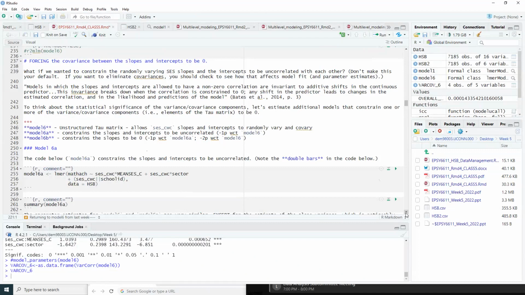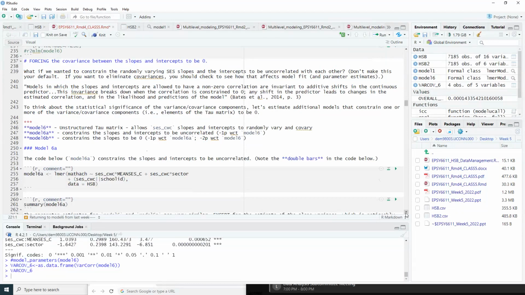Yeah. So here are my three models that I'm interested in. Model 6 is this unstructured tau matrix, what I was talking about before. We've got three taus that we're estimating, and we're allowing them to randomly vary and covary. In model 6A, I constrain the slopes and the intercepts to be uncorrelated, so that's one parameter fewer than model 6. And in model 6B, I'm constraining the slopes to be zero. The SES slopes are not randomly varying. So that is two parameters fewer than model 6, and one parameter fewer than model 6A.